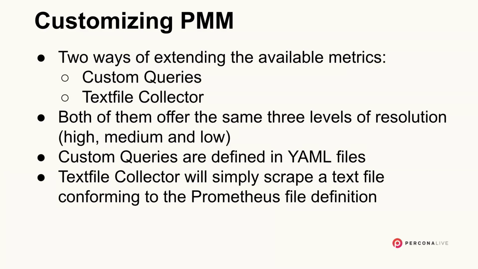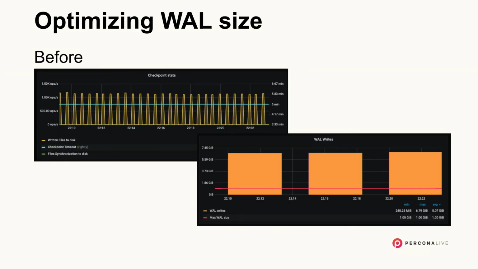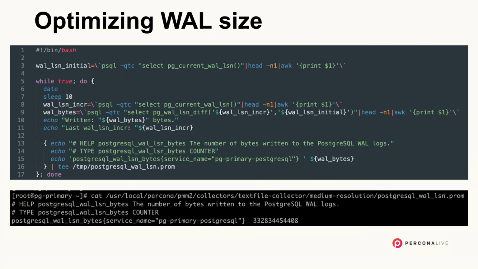The second one is a bit more tricky, and it's harder to use, but it also provides us with a lot more. The text file collector will just, this is an example of a resulting text file that we will create, right? In this case, we are using a bash script, but you can use anything you want that can write to a file, right?